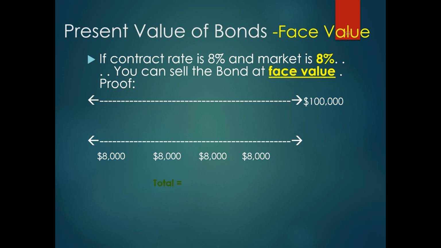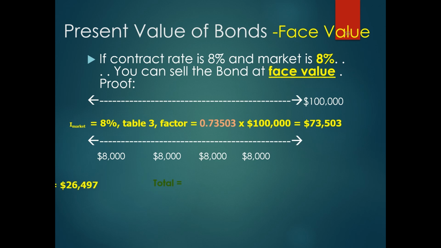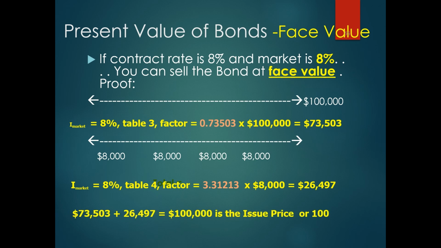So here we have the two timelines. Here we have the calculation of the single amount. That 100,000 being paid in 4 years has a present value of 73,503. The present value of the interest payments, using table 4 and a different factor, is 26,497. You add them together and you get exactly 100,000. That's when the market and the contract rate are the same.